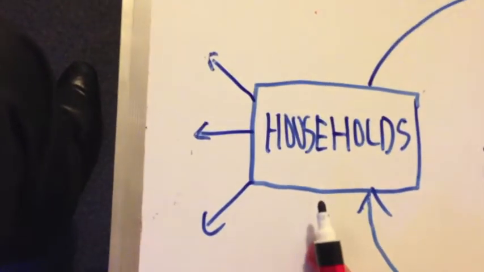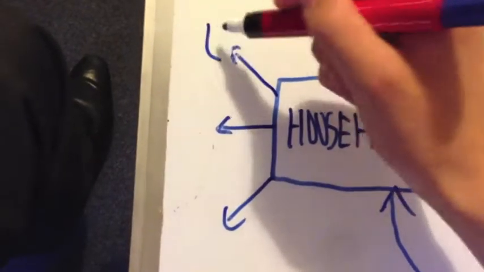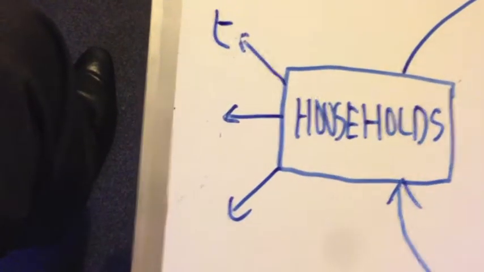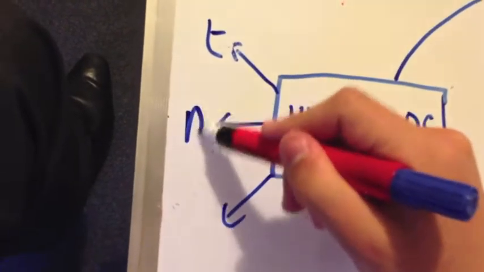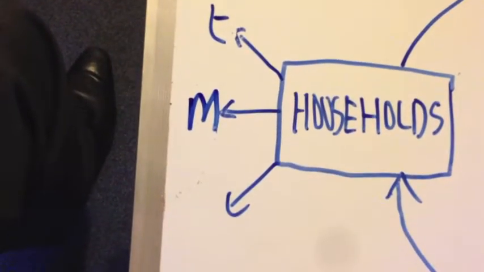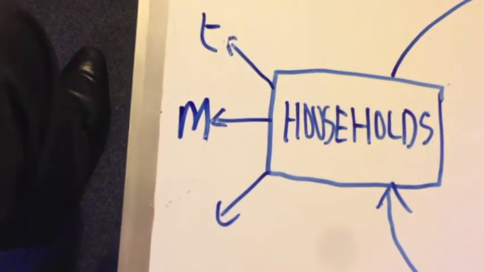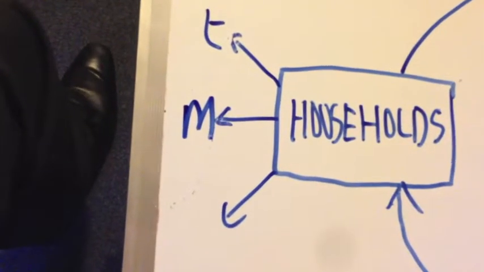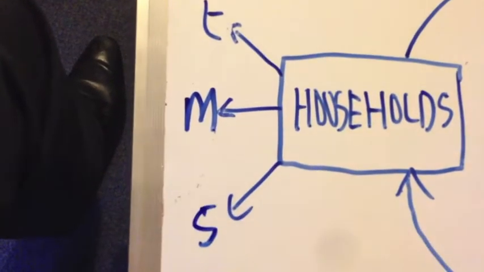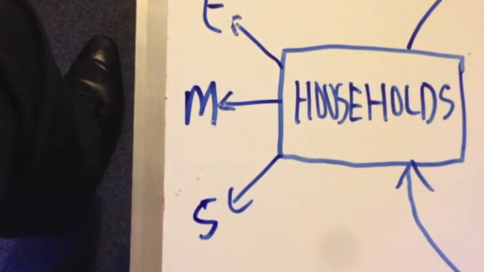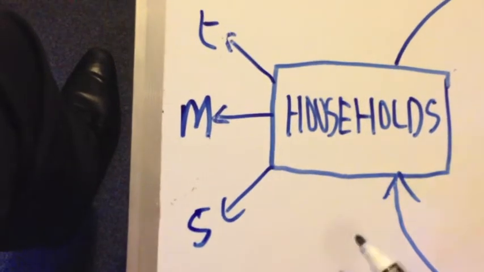There are leakages from households in the form of taxation, which goes towards government and can help fund government spending. Also, in the form of imports, which are goods bought from abroad. The money flows outside of the country and to other producers. The final leakage is savings, not because they actually leave the economy, but because they are kept and not used in consumption.